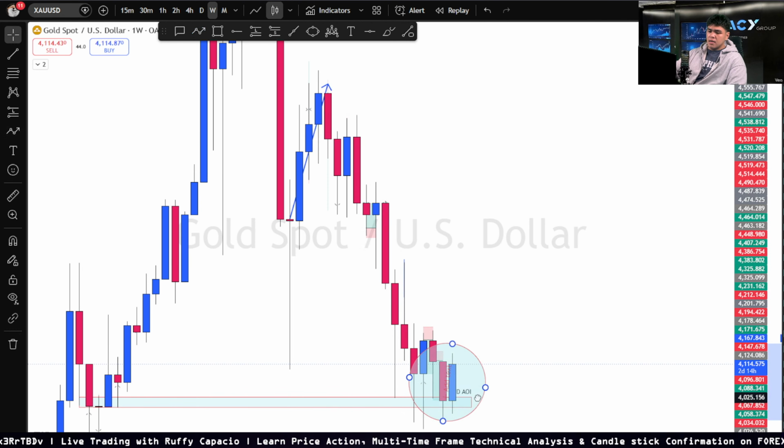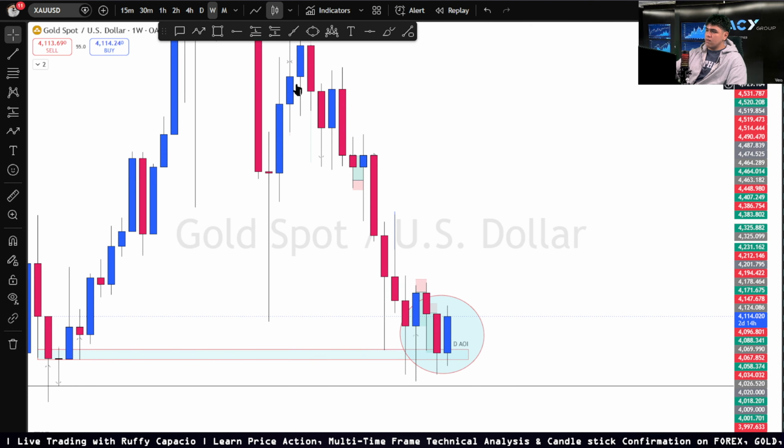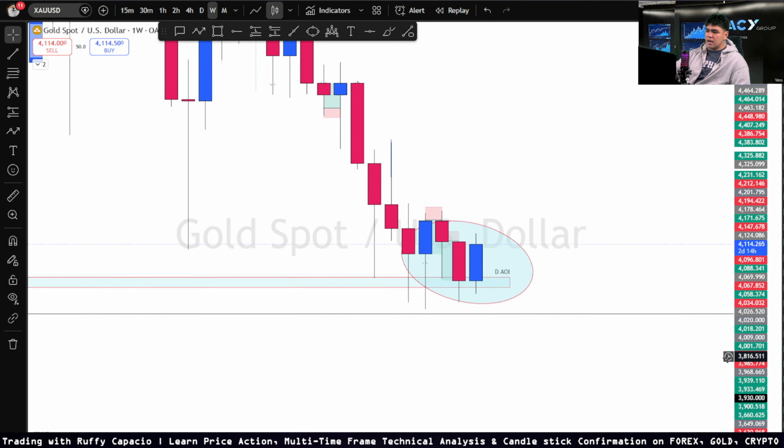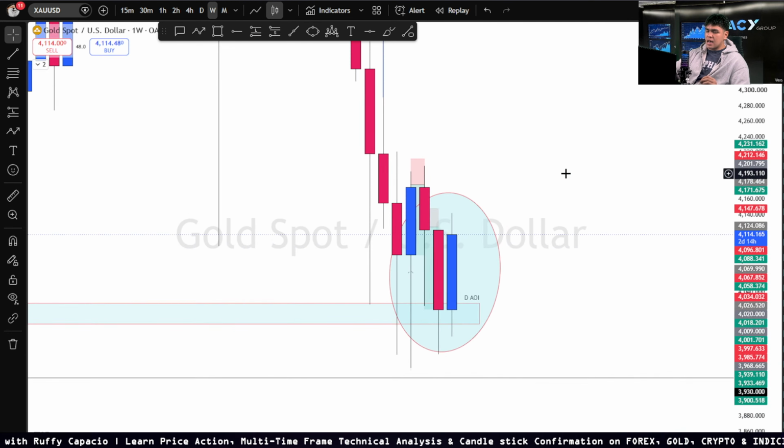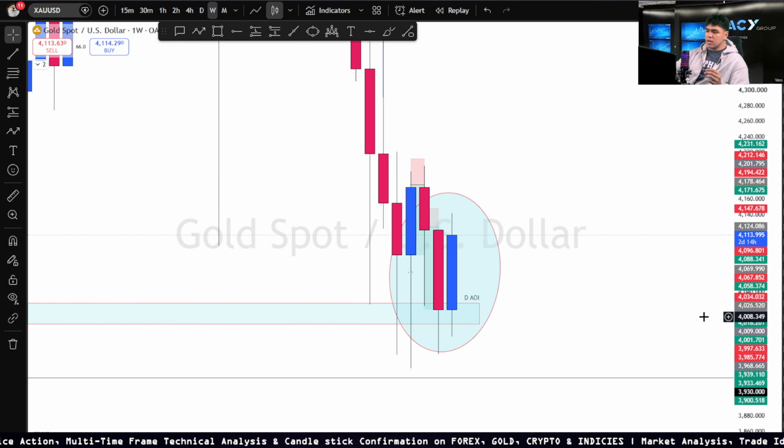But on the current price action on the weekly chart, it did not give us the exact move the same as in the previous data. All we can do is anticipate. We don't know how the market could move. All we have is to anticipate.